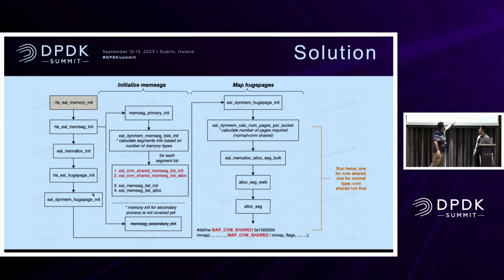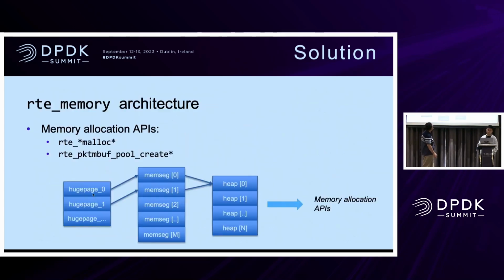The second part is when we try to do the mmap. In the original process, we just do one pass, but now we make two passes. In the first pass, we use a special mmap flag, and we map the shared type huge pages first. In the second pass, we just do the traditional way, to deal with the existing stuff.